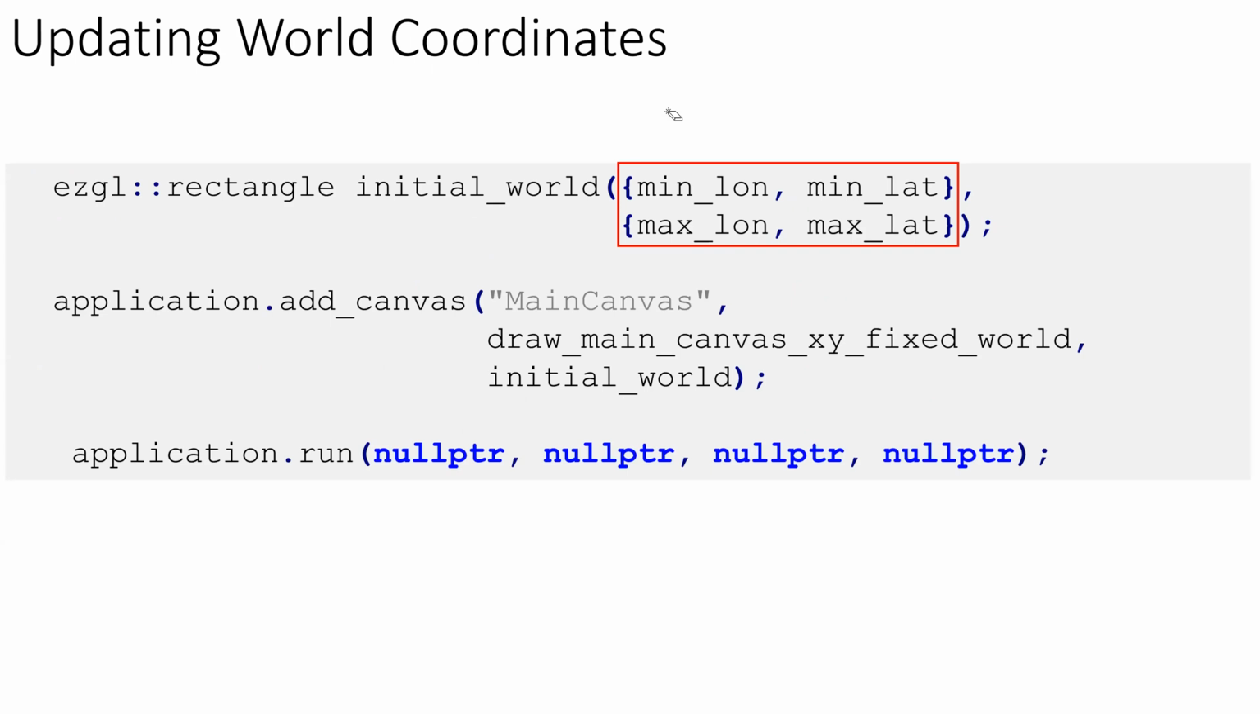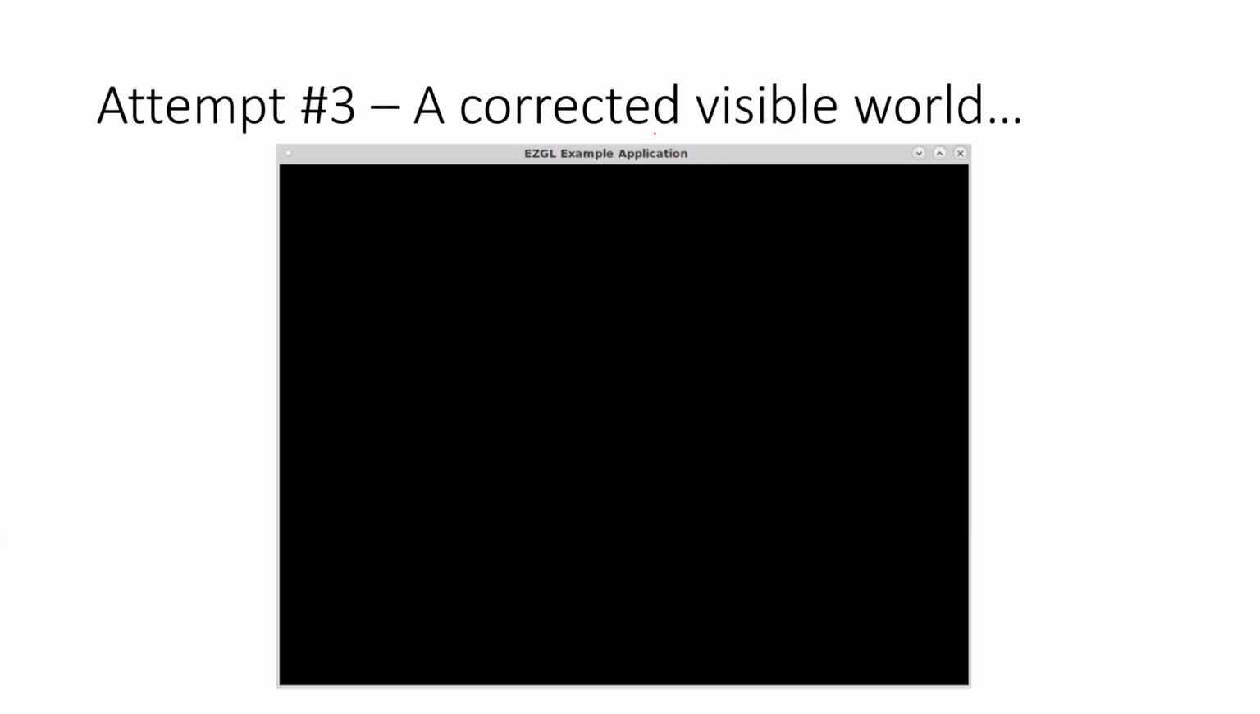Okay, so I've got this. Basically, now that I've computed these max and min longitude and latitude, I can use that as my world coordinates. And then none of the rest of the code changes. Everybody with me? Make sense? Okay, so if you do that, this is what you get.